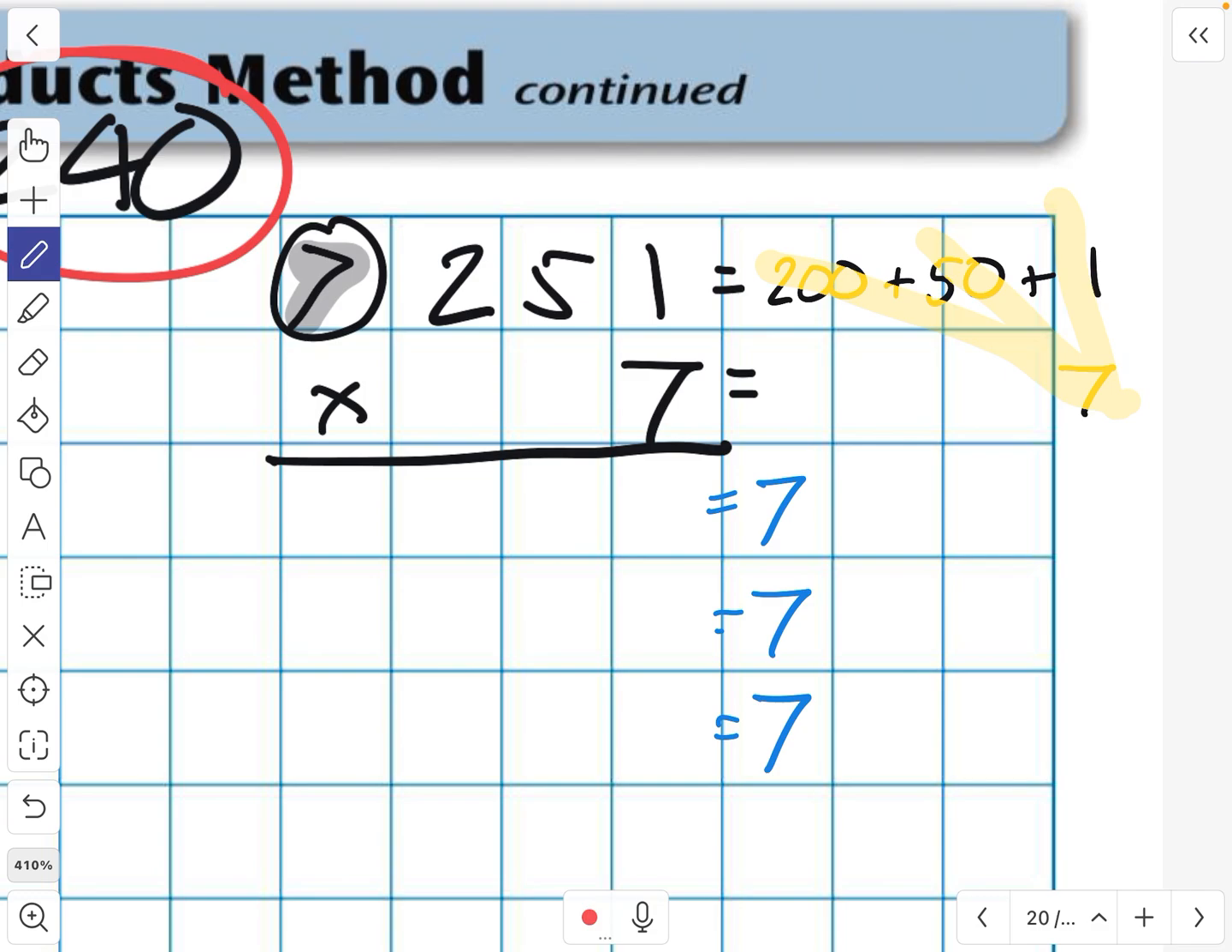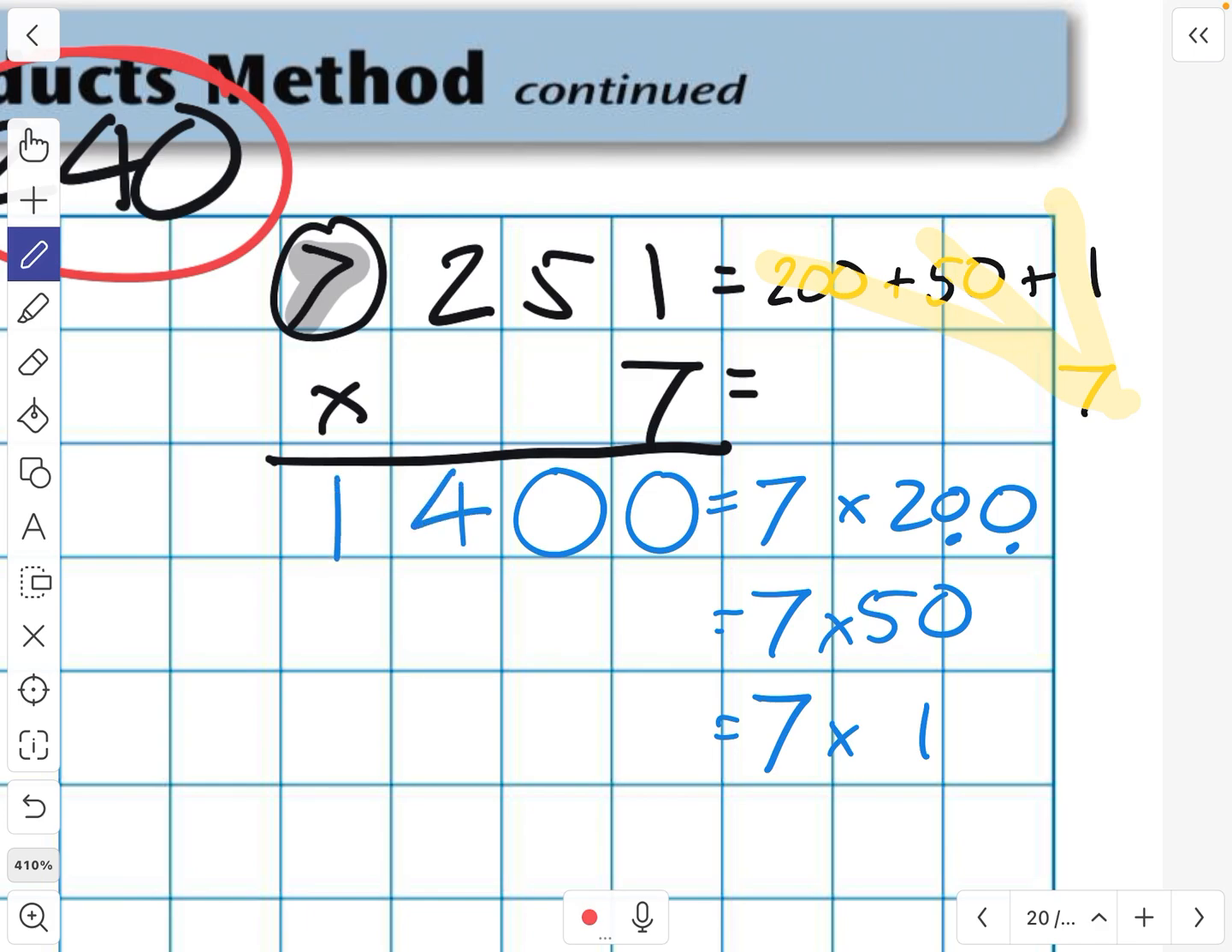So 7, let's do it like this time. 7 times 200. 7 times 50. 7 times 1. Okay, and let's keep things lined up in the columns. Let's do 7 times 2 with 2 zeros. Pop, pop, pop those zeros over here. This is why the grid paper is so nice. It allows you to keep things really lined up.